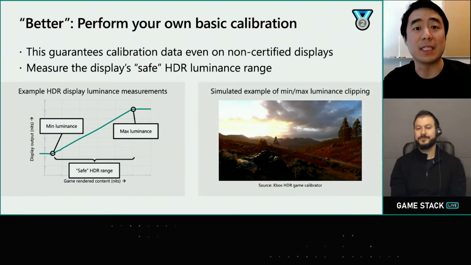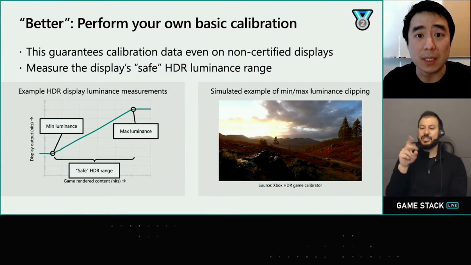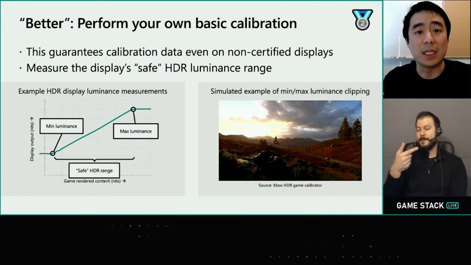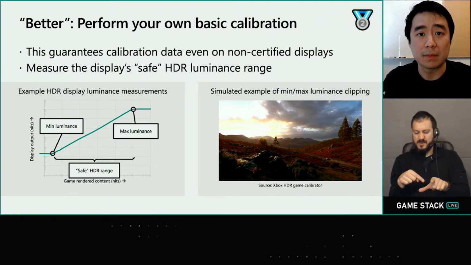Here's an example of a simulated image of an outdoor HDR scene that visualizes what clipping looks like. You can see in the upper left corner, we've lost all of the details in the sun and clouds. Similarly, in the lower left corner, we've lost detail in those rocks.